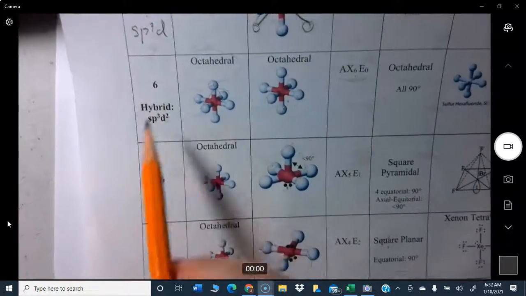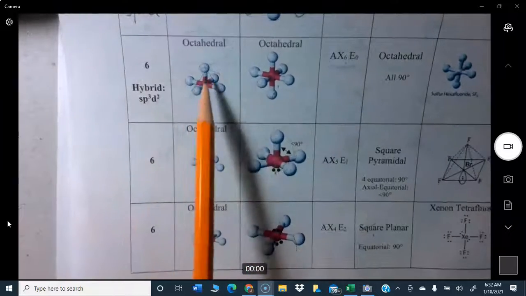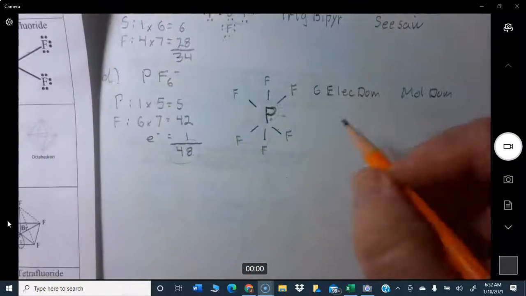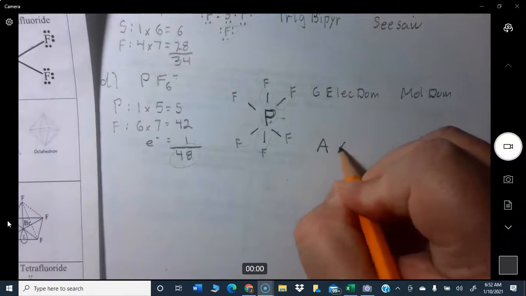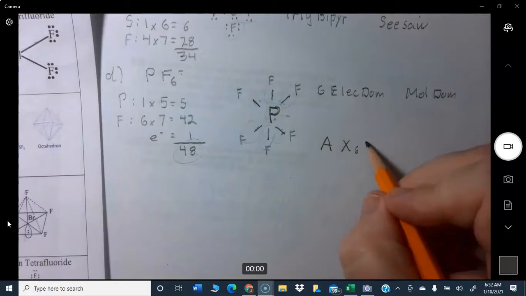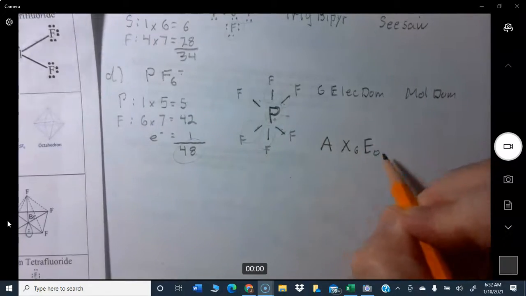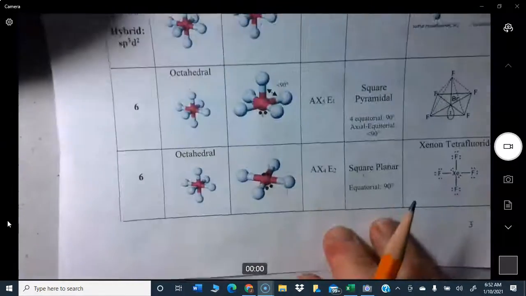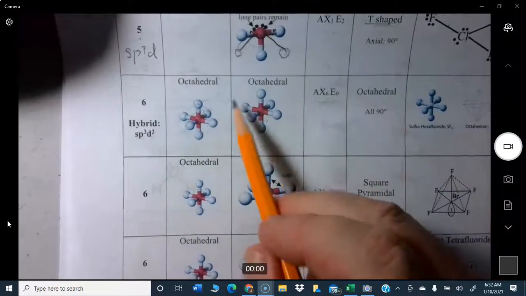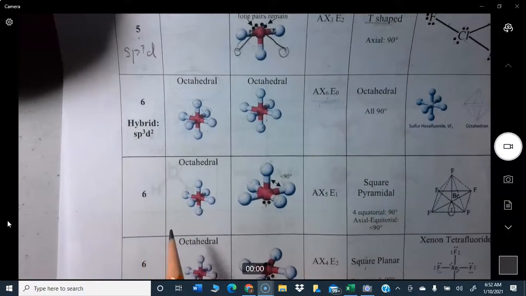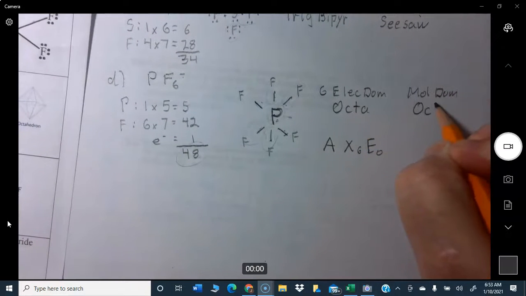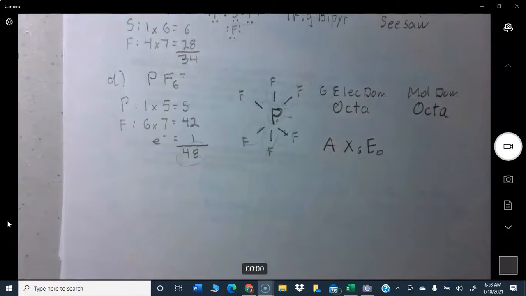The 6s are these down here. It's the biggest one that there is. That's the octahedral family. And since there's no lone pairs, let's write the X notation for this. It's A, X. All 6 of them are bonding, and there's no lone pairs left over. So that makes AX6E0, this one right here. It means it's the octahedral family, and it's actually an octahedral shape. That's the shape that it would have. Okay, and that's the answer to that.